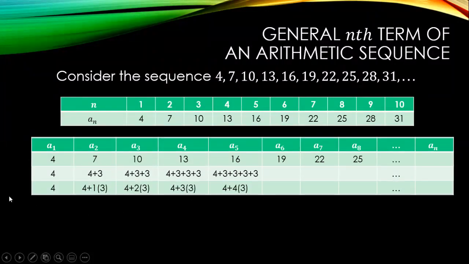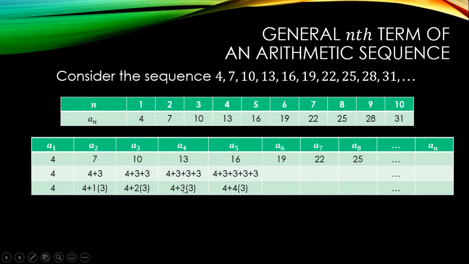Okay, now we are going to rewrite again our sequence. On the first term, we still have the first term a sub 1, no changes. On the second term, we rewrite it as 4 plus 1 times 3 because there is only one 3 in the previous row. Now for the third term, we have 4 plus 2 times 3 because there are two 3's in our sequence.